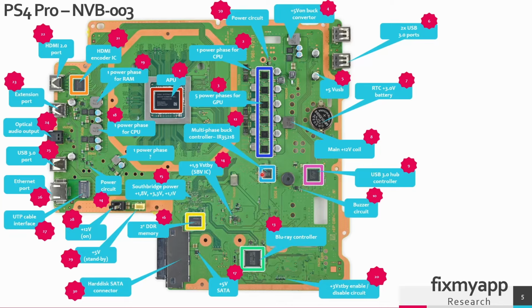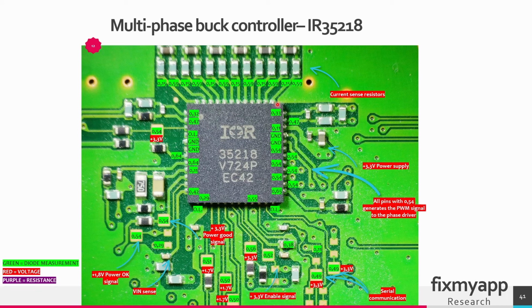This chip here is a multi-phase buck controller. This is the IR35218. This chip will send the PWM signals to all the different power stages. So we have 6 power phases here and 2 phases here. And this chip will coordinate the PWM signals to these power driver ICs. And these power stages will generate the V-core for this APU, for the memory and the CPU. So this is the multi-phase control chip.